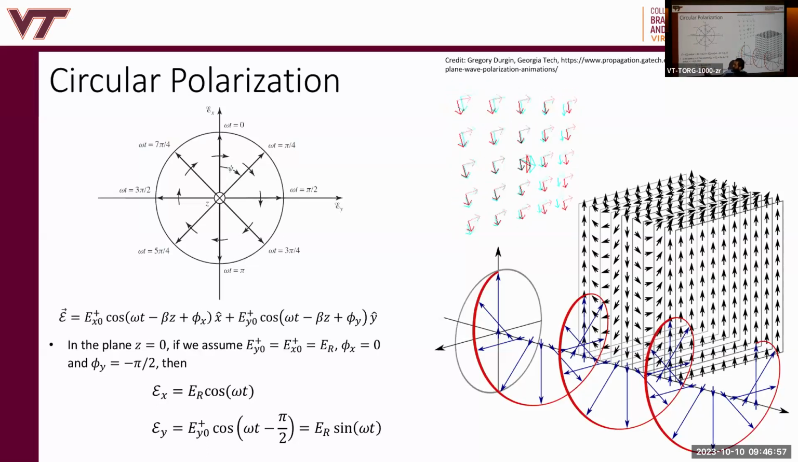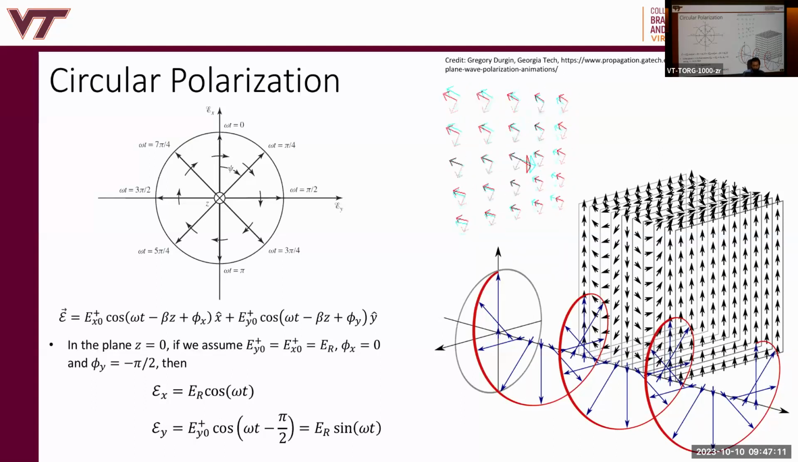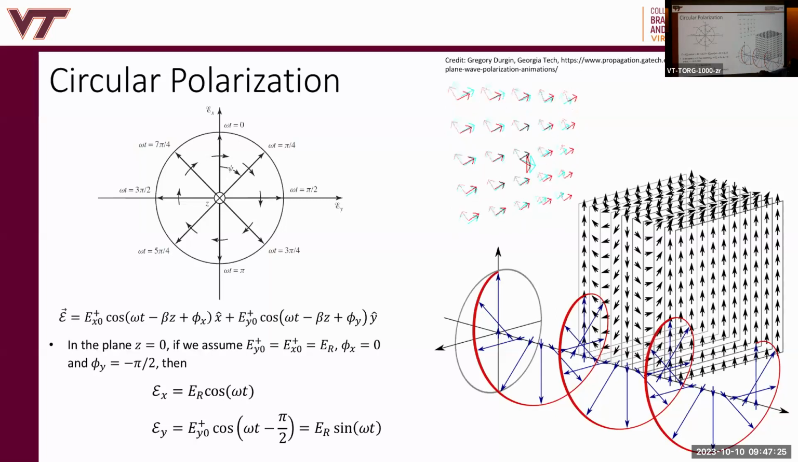For the other component, EY, we have EY naught cosine of omega t, where phi Y is minus pi over 2, and beta Z is 0. This cosine of omega t minus pi over 2, if you imagine the cosine function and you translate it to the left along the negative axis by pi over 2, you get sine. So here are our X and Y components of the electric field vector. We'll see in the next slide when you superimpose these that you get this thing to rotate.